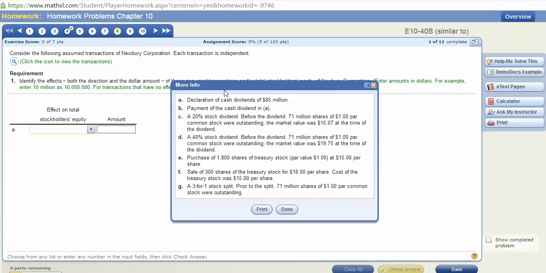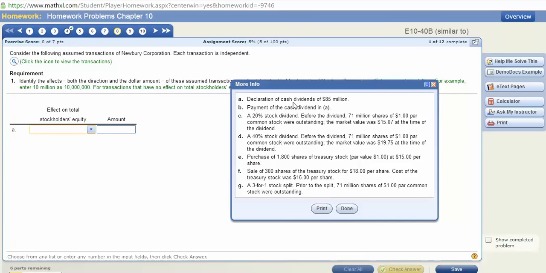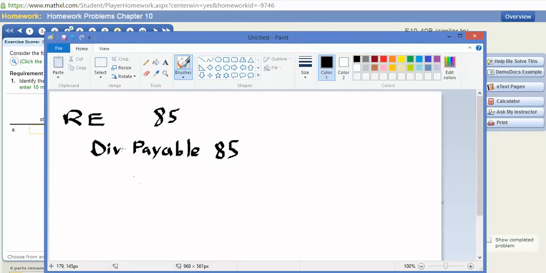If you click on the icon, it says declared cash dividends of $85 million. When you declare a dividend, all that means is that you now owe it, right? You are telling the outside world, we are going to pay this. Declaration does not mean payment yet. When you declare a cash dividend, you lower retained earnings by 85 million, and you acknowledge that you owe this dividend, so you have dividends payable. You haven't paid it, but it's payable.